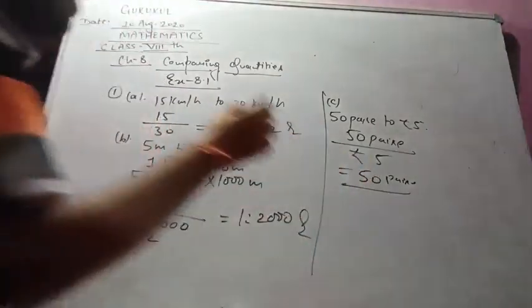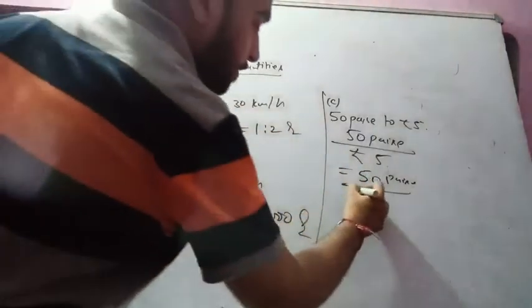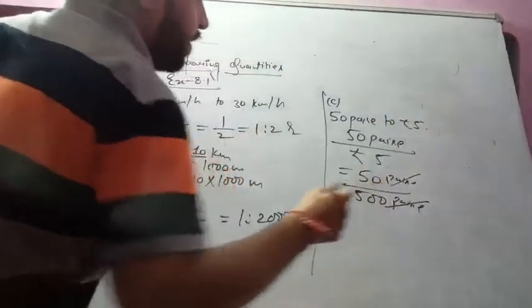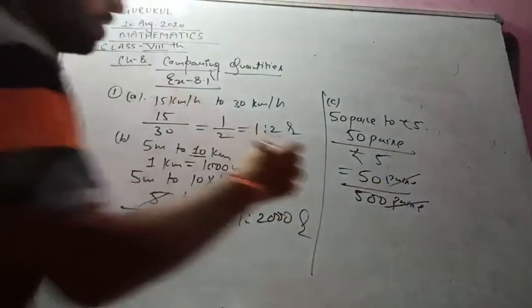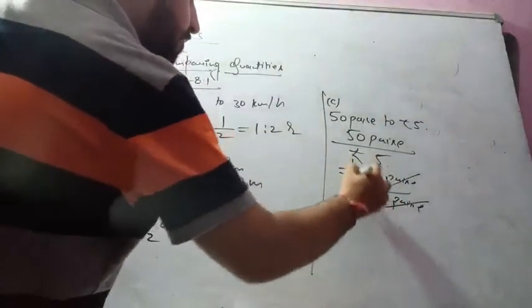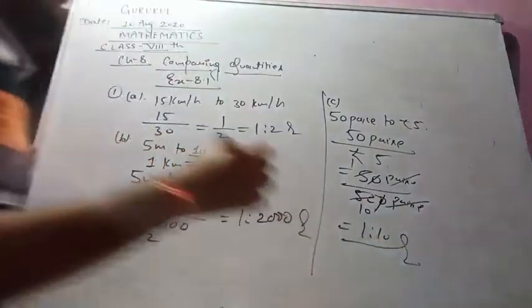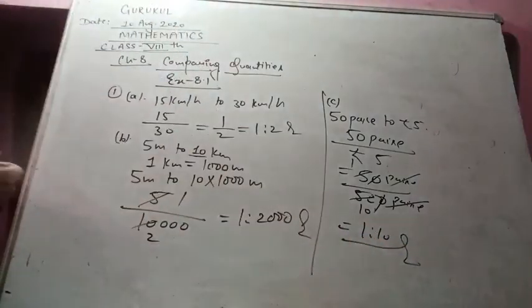1 rupee is equal to 100 paise, so 5 rupees is equal to 500 paise. When this will be in a similar unit, even the units will get cancelled out. 0 and 0 cancel out, 5 ones are 5, 5 tens are 50. So 1 ratio 10 is going to be the answer. I hope you understood this first part. I am going to erase it now.